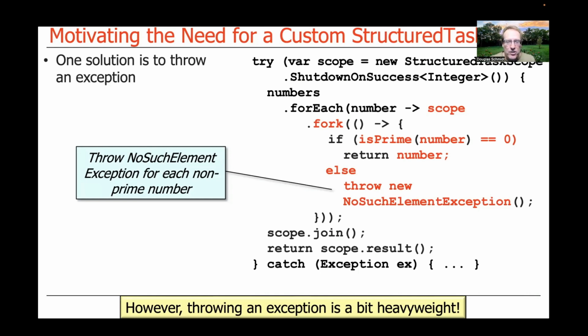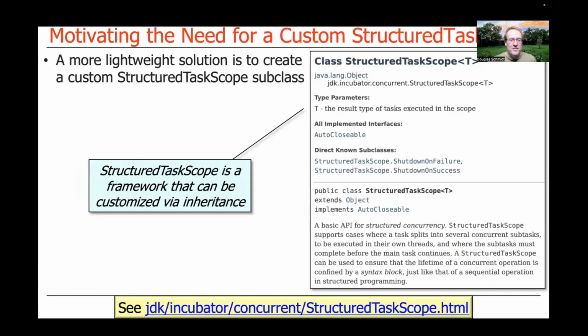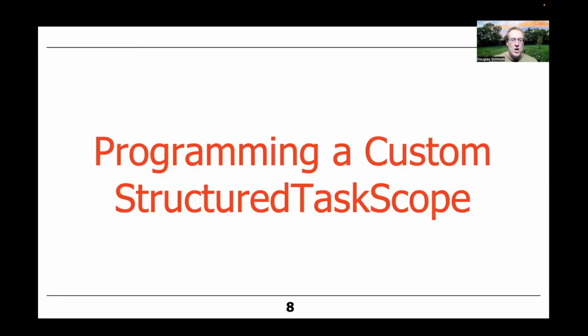may be a little heavyweight. Throwing exceptions is a bit heavyweight. Having to put these try-catch blocks all over the place is a bit heavyweight. So exceptions work, but they're a bit heavyweight. So what's an alternative? An alternative approach is to create a subclass of structured task scope and make our own custom implementation that doesn't require the use of exceptions and will only finish when either we found the first successful result or we've run out of things to consider. So let's take a quick look to see how you could program this.